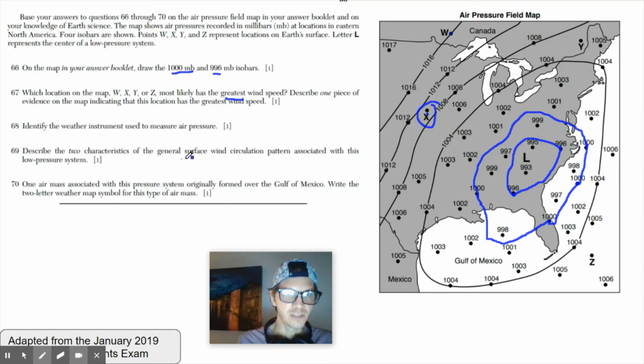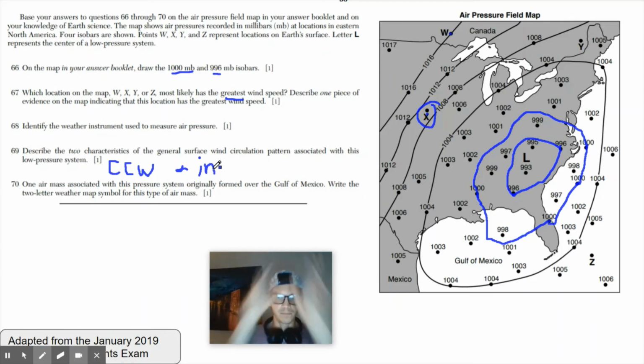Two characteristics of the general wind surface circulation pattern associated with this low pressure system. So remember, the clock is high, the counter is low. So it's going to be moving counterclockwise and inwards, because for low pressure, it's going to move in and then it's going to go up, kind of like a vacuum.